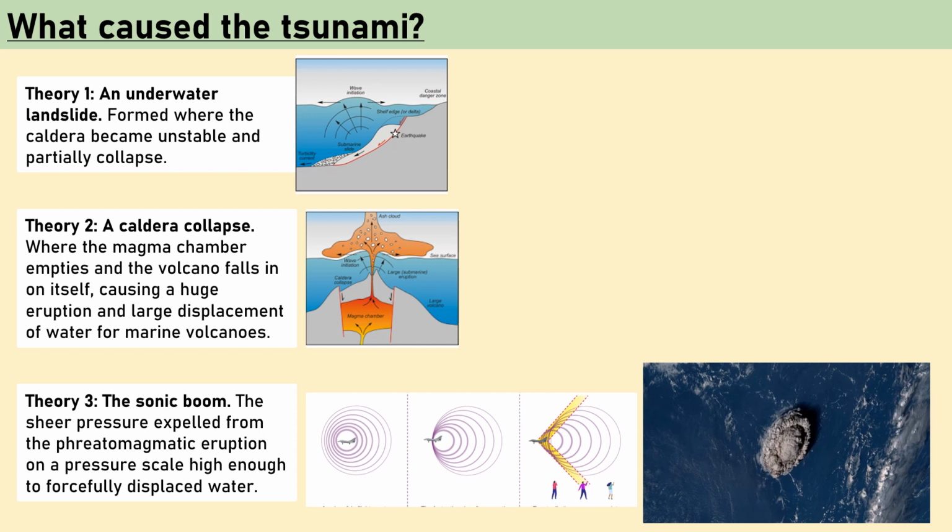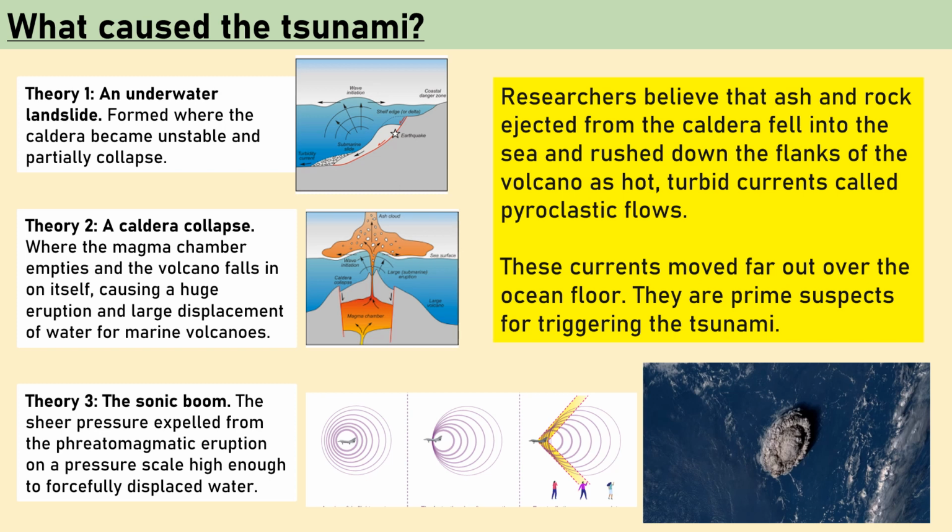So the shear pressure expelled from what we call the phreatomagmatic eruption was on a pressure scale high enough to forcefully displace the water. Now researchers believe that the ash and rock ejected from the caldera fell into the sea and rushed down the flanks of the volcano as hot, turbid currents called pyroclastic flows. These moved out far along the ocean floor. They're the prime suspects for triggering the tsunami. So possibly a combination of theory 1 and theory 2. However, the sonic boom was significant, and we'll look at that later.